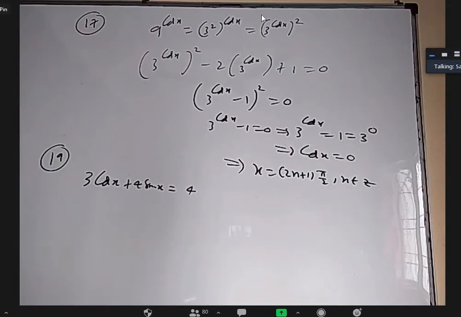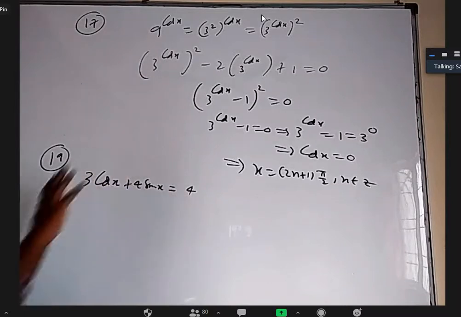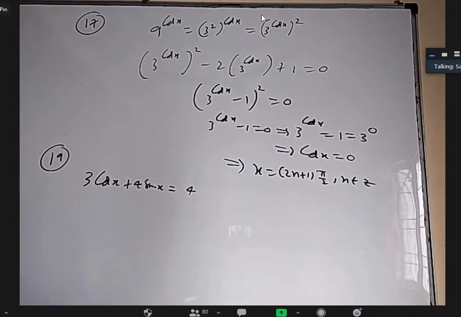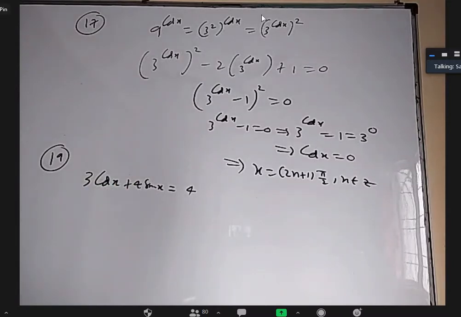Okay, look at this equation: 3 cos x plus 4 sin x equal to 4. I can change the numbers, maybe 5 here, 9 here, 20 here, doesn't matter. How to solve this equation and get some x values? Anybody want to give any idea?